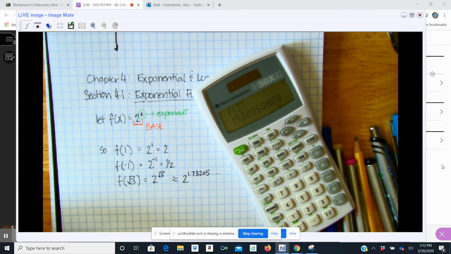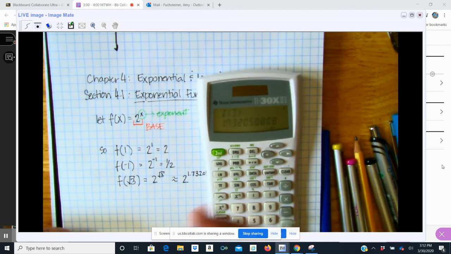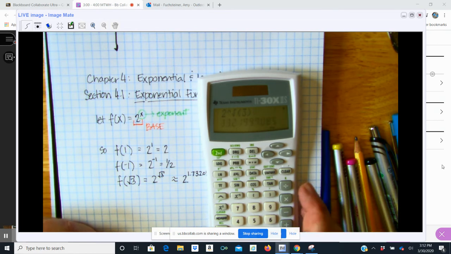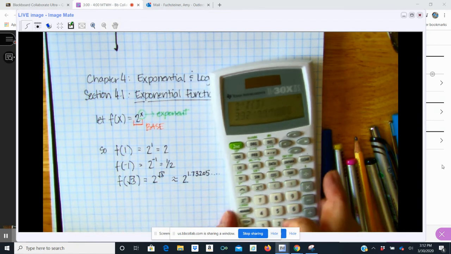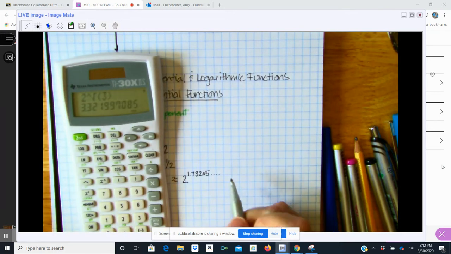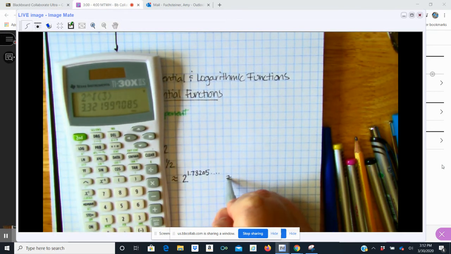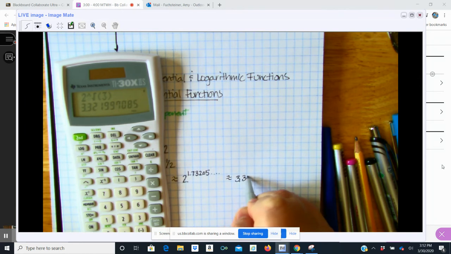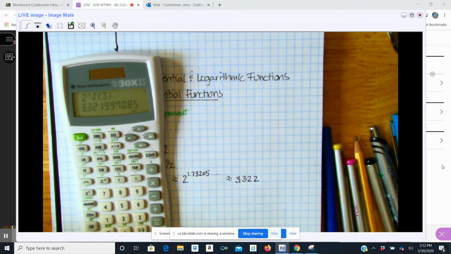As a matter of fact, on most of your calculators, you can type in 2 to the square root of 3 power, and it will give you an approximation of this. So this is going to be about a 3.32. I'm just going to say 3.32, because usually they go 3 decimal places.